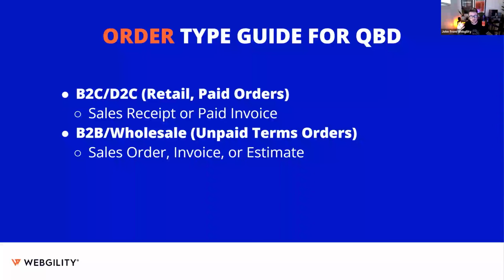And then for B2B or wholesale or business to business, you're looking at unpaid terms, orders type workflow, and that's going to be sales order, invoice, or estimate. The thing with estimates is it's sort of a precursor to a transaction, right? It's not the actual transaction taking place. So generally, an estimate isn't going to flow through WebGility in any meaningful way. Most people will end up on that sales order or invoice workflow, but it is always an option, and it is something that you can set up to work with WebGility.